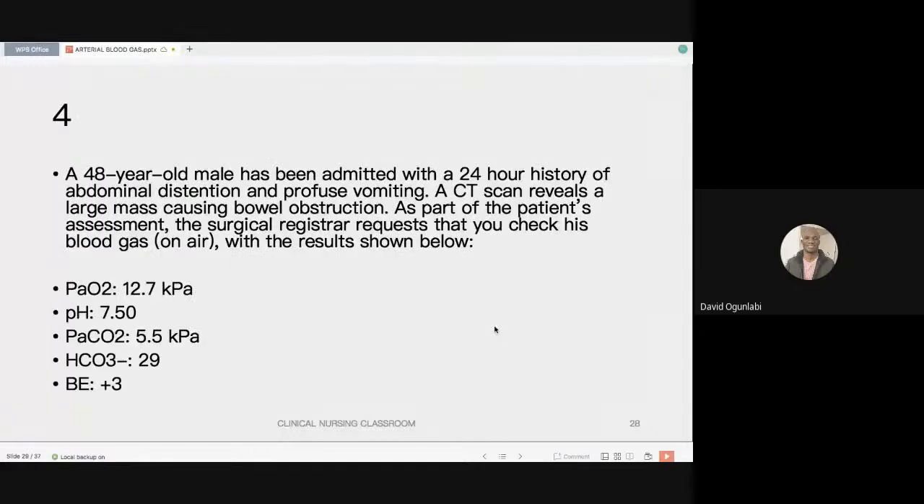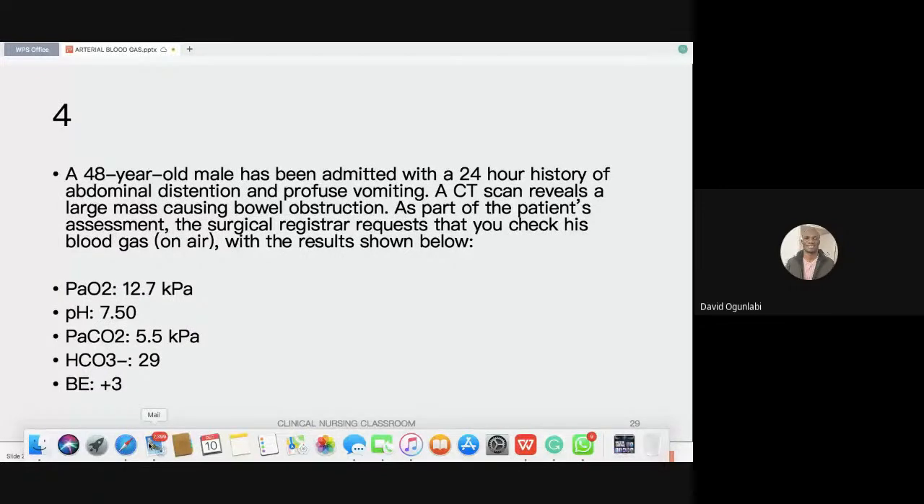Let's try another example. pH of 7.50. The first thing is to know if this pH is acidosis or alkalosis. The next thing, check for the source by checking the PaCO2 and bicarbonate, and then check if it is compensating or not. So let's do that. If you are listening to me, I can call anybody, so just be very attentive.